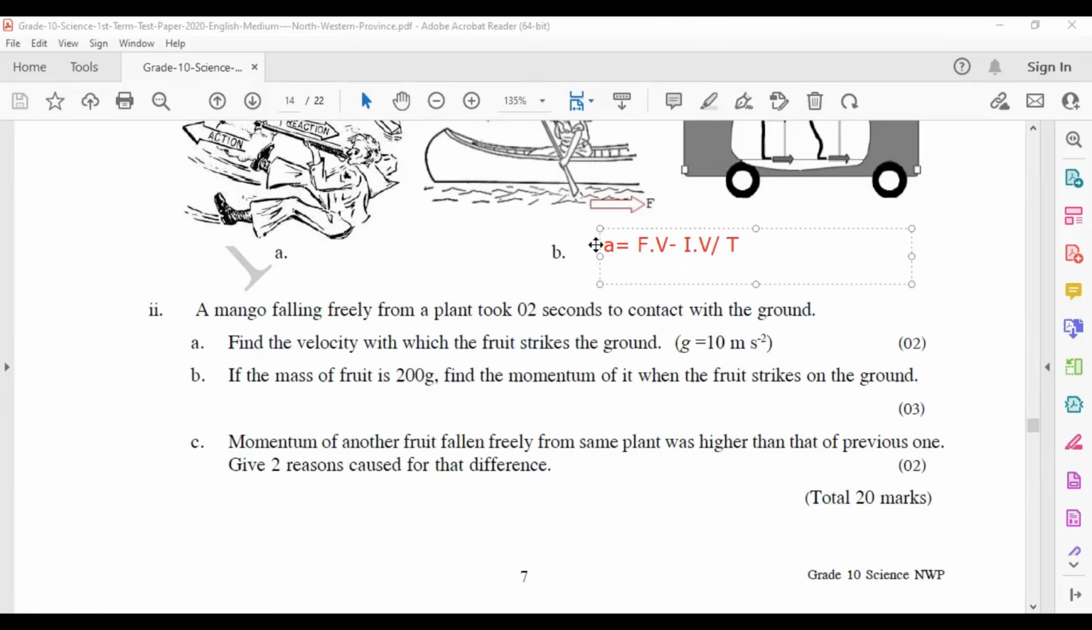Here the acceleration is given as 10. The final velocity should be found, and we subtract the initial one, which is 0, and divide by the time, which is 2. So 10 multiplied by 2 equals V. The answer for V is 20 ms⁻¹.